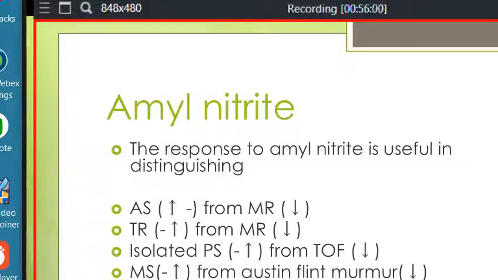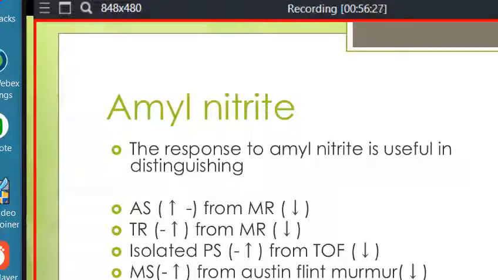Similarly, if you want to differentiate a tricuspid regurgitation murmur from a mitral regurgitation murmur, the tricuspid regurgitation murmur increases during amyl nitrate, whereas the mitral regurgitation murmur reduces during amyl nitrate inhalation. How to differentiate isolated pulmonic stenosis from tetralogy of Fallot? The isolated pulmonary stenotic murmur will increase in intensity, whereas the TOF murmur will reduce in intensity with amyl nitrate.